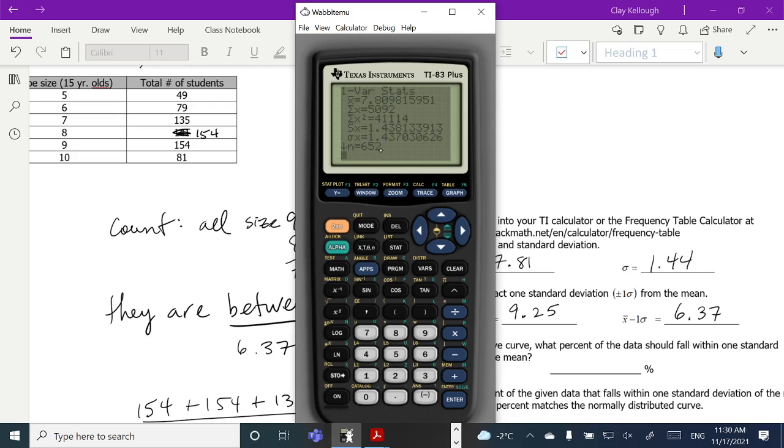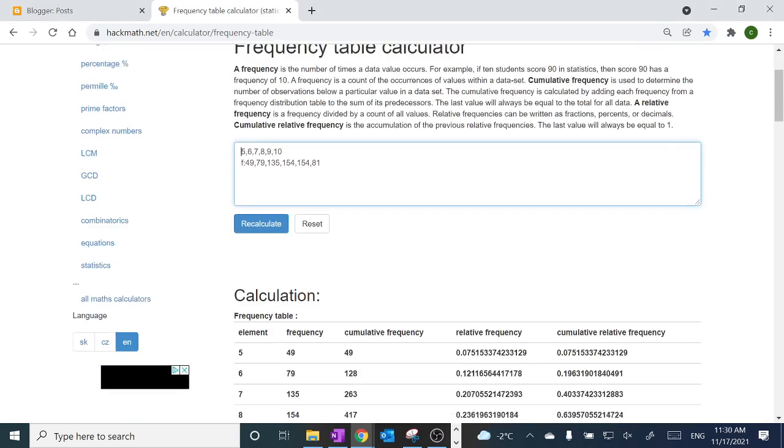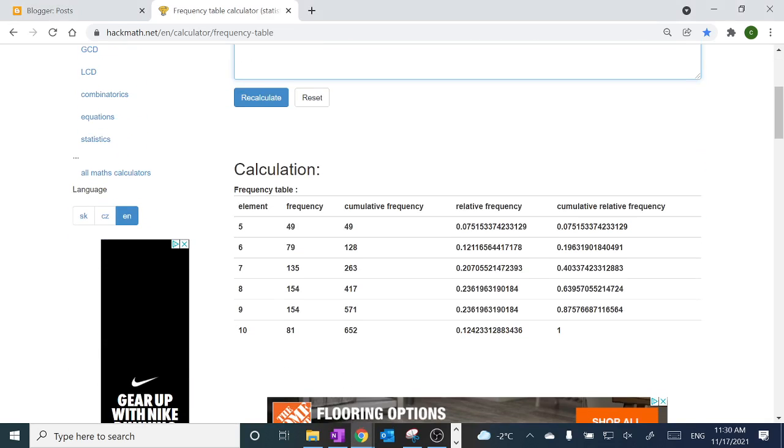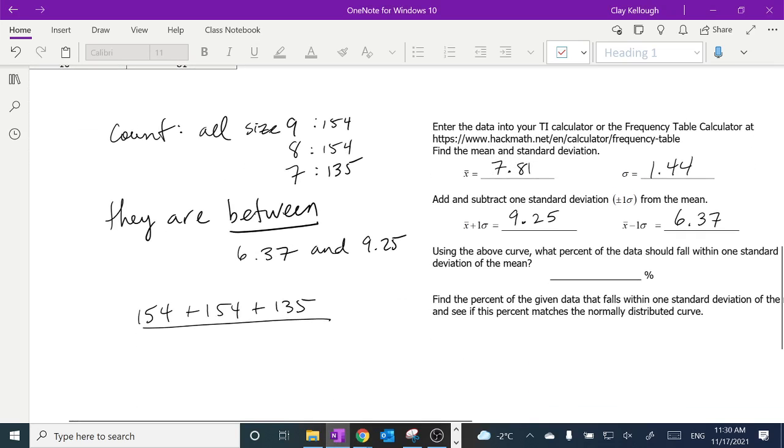I think the online one counts it too. Let me just check that. I don't remember, since I haven't looked at it in a while. Does this one count all the data points? Yes, 652 data points. So I have 154 data points in size 9, 154 data points in size 8, 135 data points in size 7. Altogether, there's 652 data points.